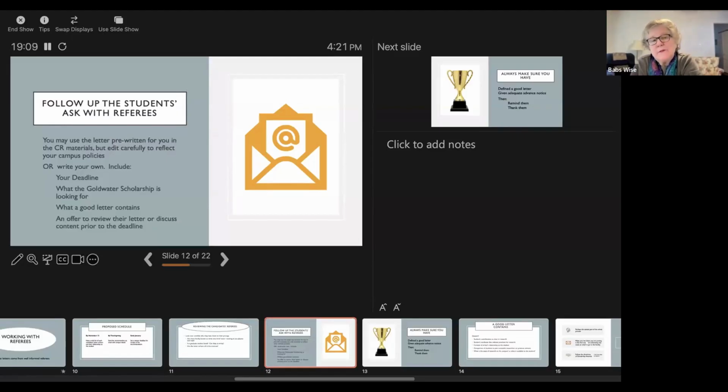Your job as the campus representative is to follow up with the referees. And so again, you can use the pre-written letter, or you can write your own. Sometimes it depended on the student and the faculty member whether I wrote my own or whether I just cut and pasted what was already written for me by Goldwater. I would go through and talk about what a good letter contains in my note, so that you can remind them of that, and then what Goldwater is and how it's important.